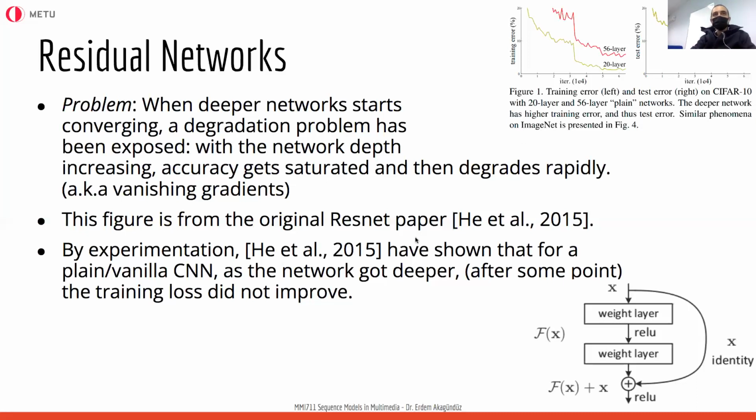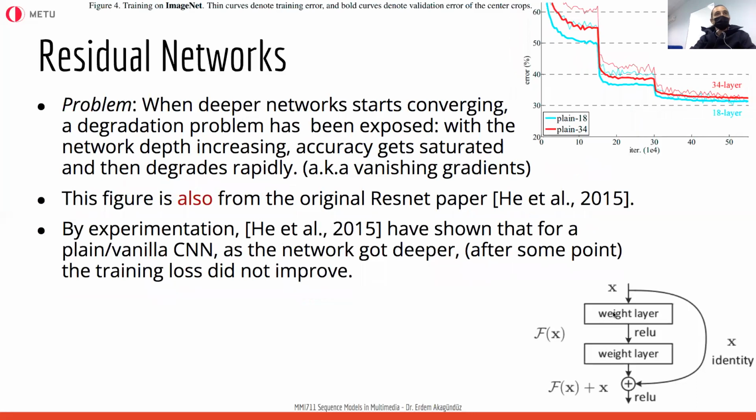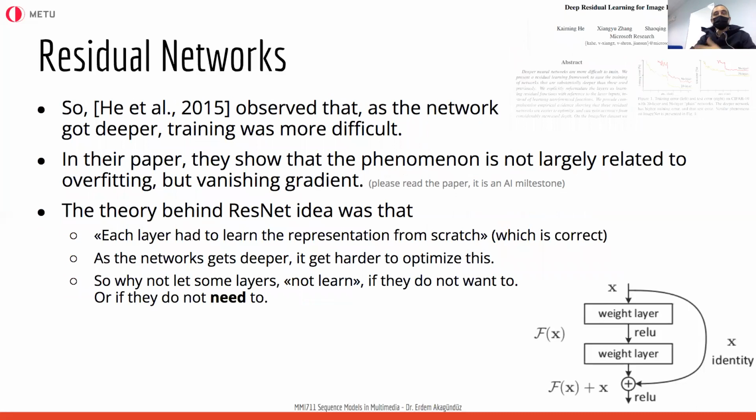This figure is from the original ResNet paper, He et al., in 2015. By experimentation, they came up with this idea. So instead of a plain vanilla CNN, they proposed this architecture, okay? When they proposed this architecture, they showed that they could train hundreds of layers of networks. Go read the paper. I strongly recommend you read the paper, okay?